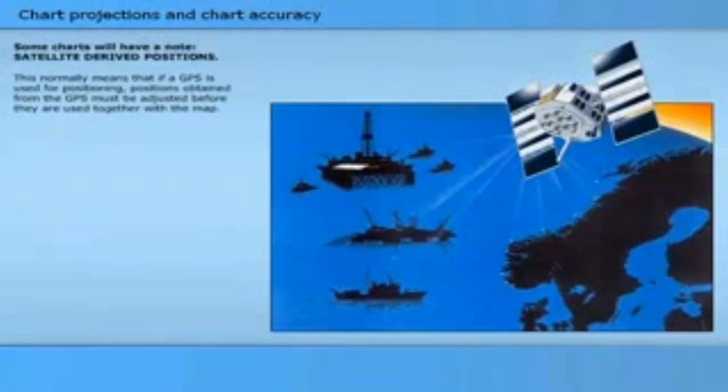Some charts will have a note, "satellite-derived positions." This normally means that if a GPS is used for positioning, positions obtained from the GPS must be adjusted before they are used together with the map. This is a specific example, taken from chart BA 2449.